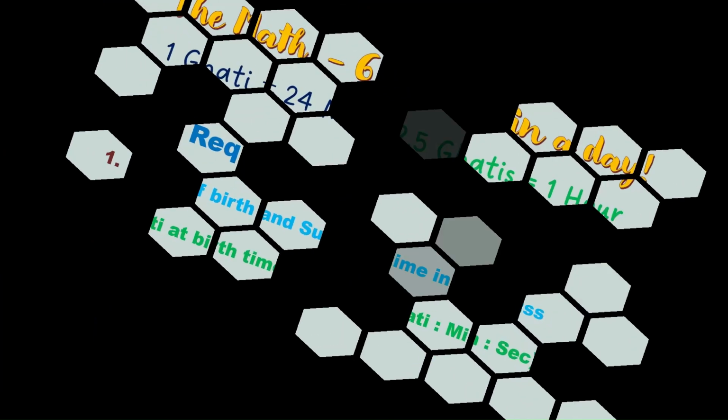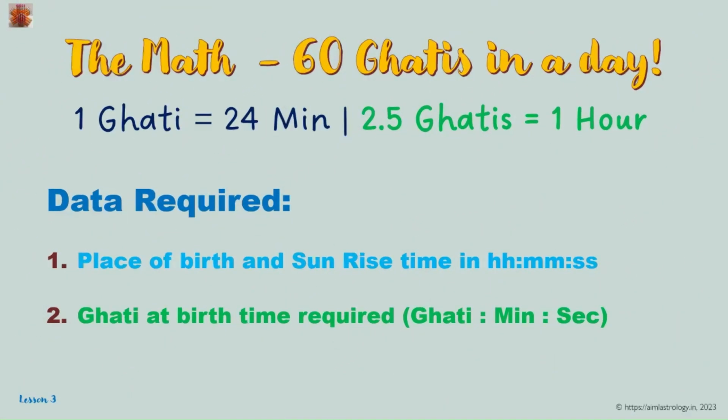Today, we are going to look at the basic mathematics behind this conversion. After that, we are also going to look at how we implement the same using Microsoft Excel software. In Indian astrology, the day starts at the beginning of sunrise. A day is equally divided into 60 Ghatis, and the day begins at sunrise. One Ghati is equivalent to 24 minutes. 2.5 Ghatis together constitute an hour.